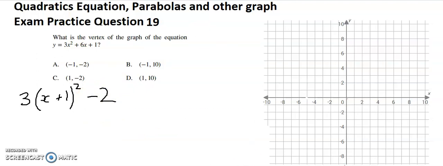So now this is going to help me, because straight away I can see that in the brackets x must be negative 1, so it's going to be one of these two. And my y must be negative 2. So I'm just going to put that point on now. So x is negative 1 and y is negative 2.